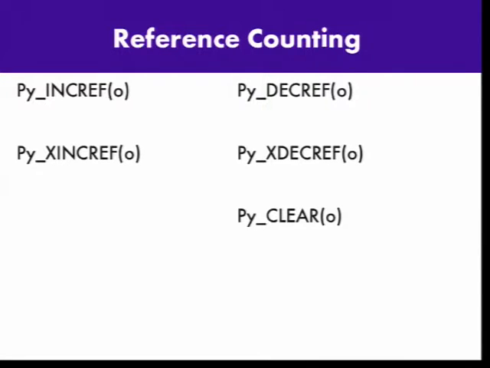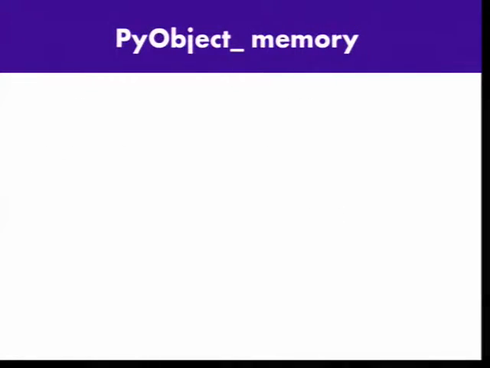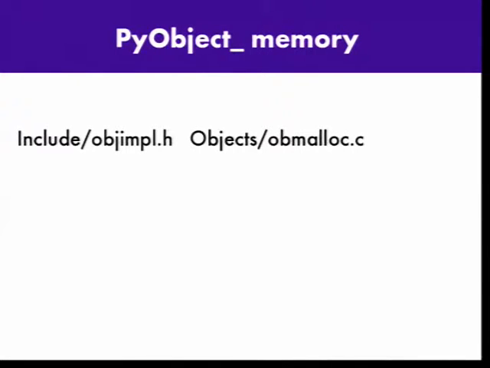So now that we're talking about reference counting and allocation and deallocation, it is finally time to return to memory management. This is the second major subsystem for memory management in Python, the PyObject_ memory allocation functions. These are in objimpl.h and obmalloc.c.